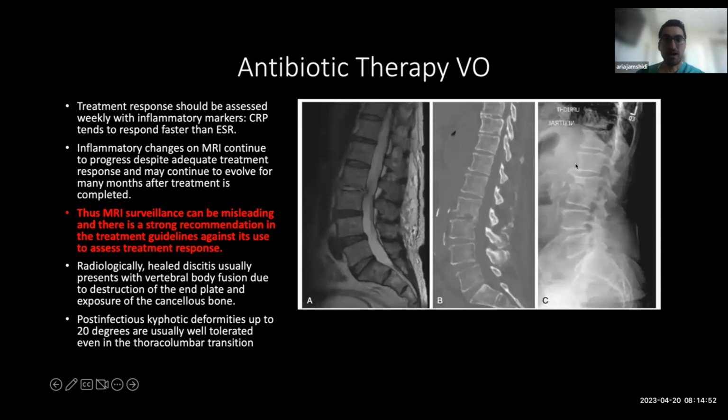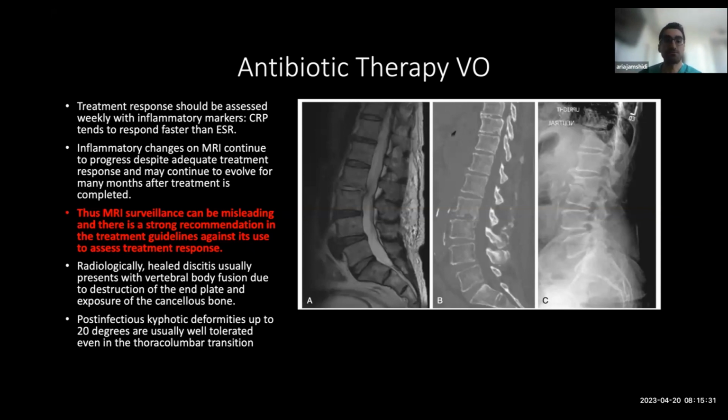In terms of evaluating treatment response, like I mentioned, CRP tends to respond a lot faster than ESR. So that's an important laboratory marker to follow if you are following these patients. Obviously, your infectious disease doctors are often the ones doing this. In terms of ordering repeat MRIs, surveillance MRIs, that's definitely something that we as neurosurgeons will recommend. And even the infectious disease doctors have also realized that MRI surveillance can be misleading. And now there's actually a strong recommendation in the treatment guidelines against its use to assess treatment response.